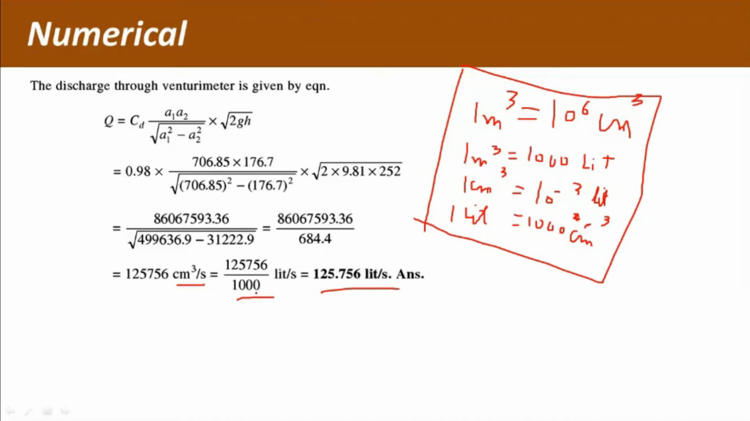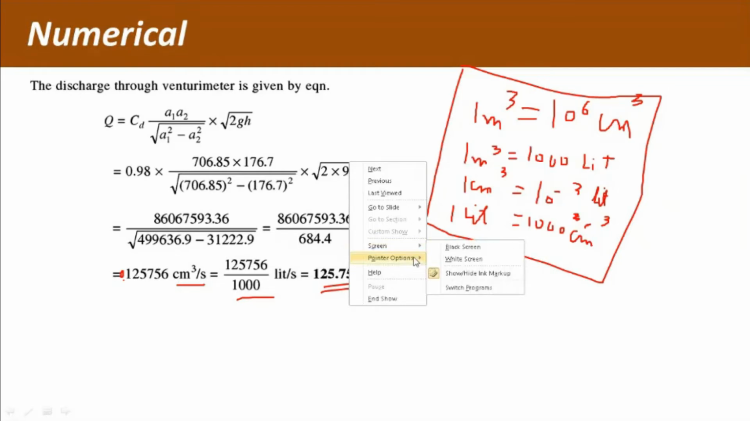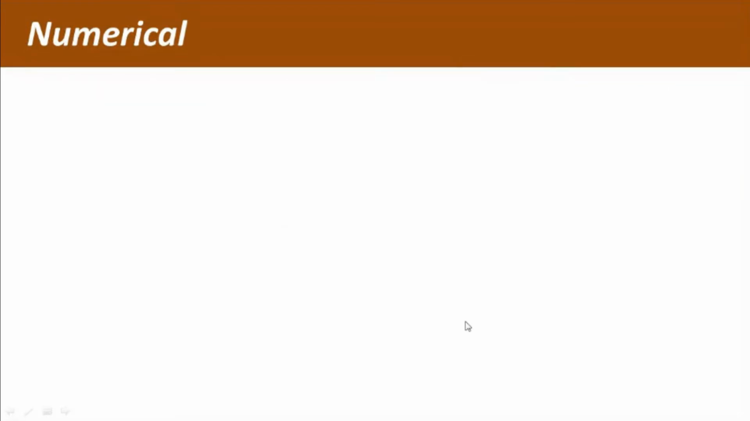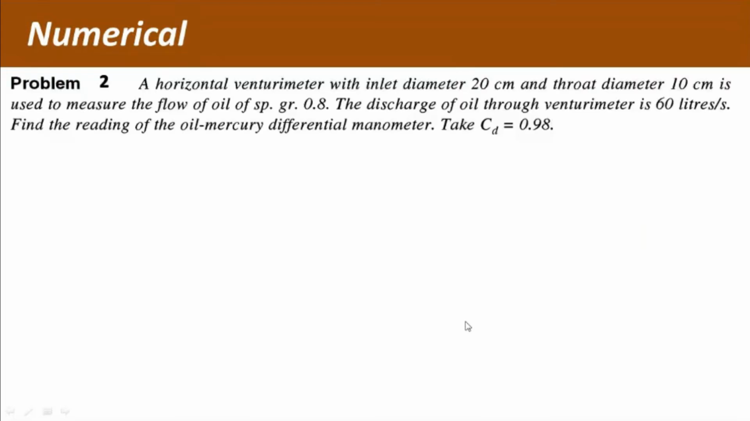या फिर मीटर क्यूब में करते तो simple था. यहाँ पे आंसर आता था 0.125756 और इसको हम 1000 से मल्टीप्लाई करते थे तो 125.756 लीटर पर सेकेंड आता था. Is this clear? Next numerical.